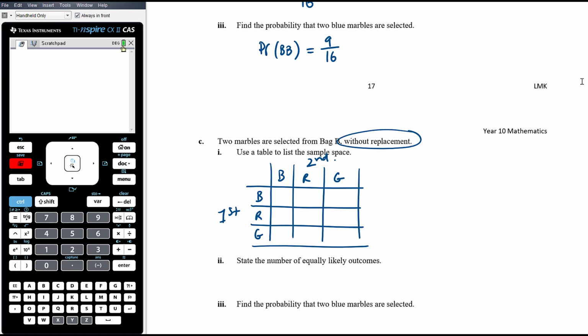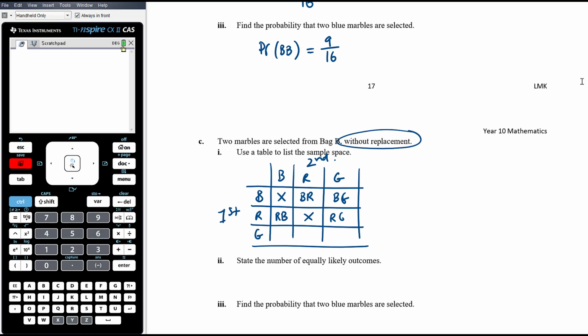The problem here is if I draw the blue marble first, then the blue marble isn't in the bag for me to draw again. So it's actually not possible to draw blue and then blue. So this cell is not possible. If I draw a blue marble first, I can then draw a red, so blue and then red, or blue and then I can draw a green, blue, green. If I draw a red marble first, I can then draw a blue. But if I draw a red marble first, I can't then draw a red marble again because there's only one of each in the bag. So that cell becomes impossible.